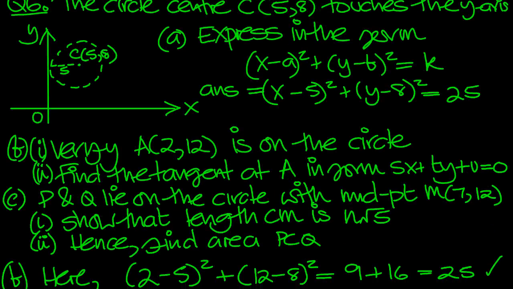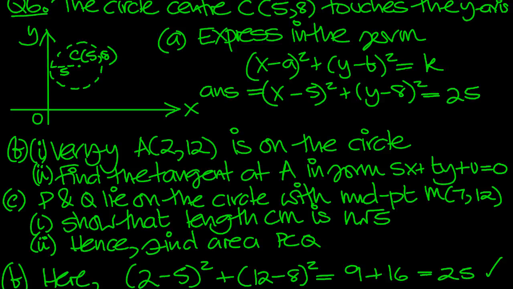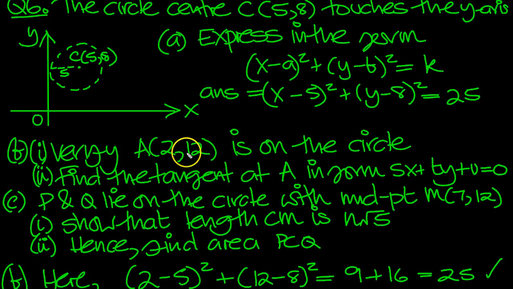Find the tangent at A in the form of this. A is on the circle and we want the tangent. A is (2, 12), so we've got 2 and 12. So it's probably going to be about here. There's A then, and we want a tangent at A. I've just drawn a line here to represent the tangent. This is a right angle. This is of distance 5.